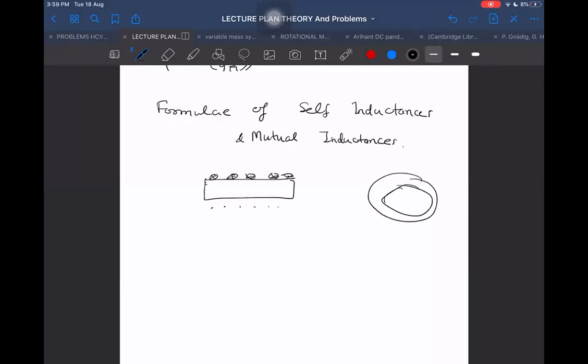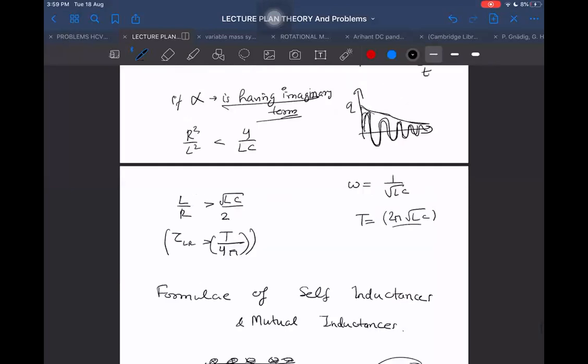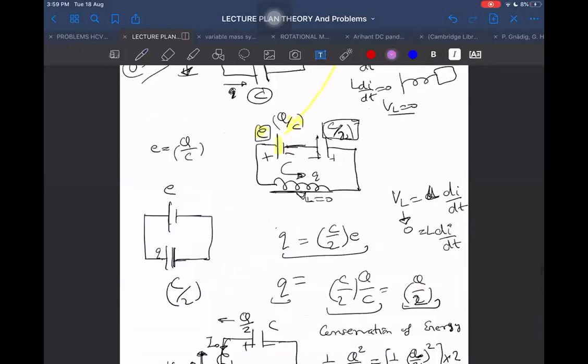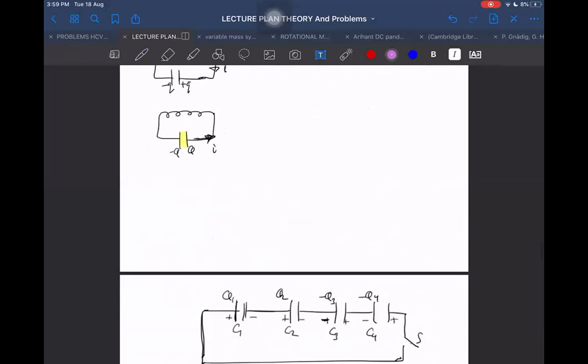Sir, once show the energy in inductors. Energy stored in the inductor is half L i square.